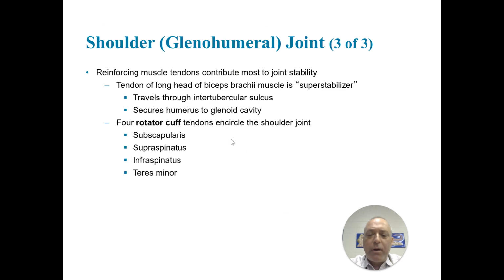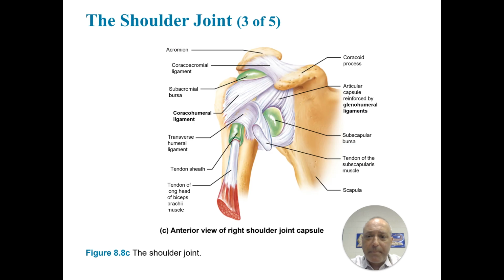Holding this joint together are four rotator cuff tendons: subscapularis, supraspinatus, infraspinatus, and teres minor. These are often torn, and you often hear about rotator cuff tears or rotator cuff rebuilds in surgery. Once again, the stability is sacrificed for mobility.